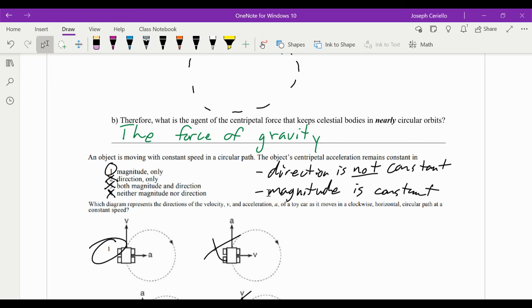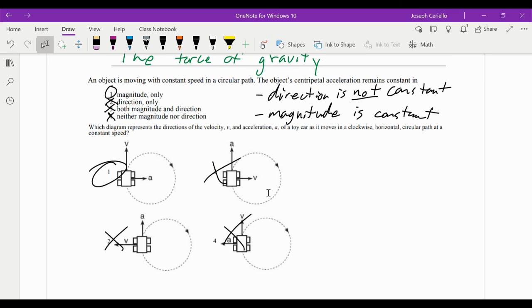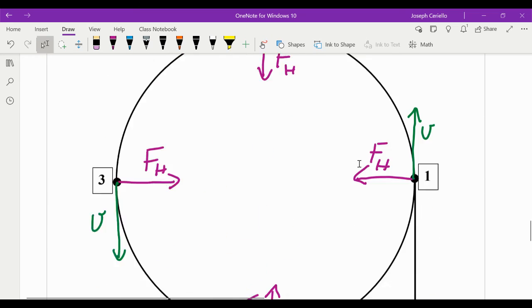All right. Then this question here is just a little image. Centripetal force points to acceleration, points towards the middle, and the tangential velocity is always tangent to the circle. All right. So centripetal acceleration always points towards the middle, velocity always tangent to the circle. And there we have it.